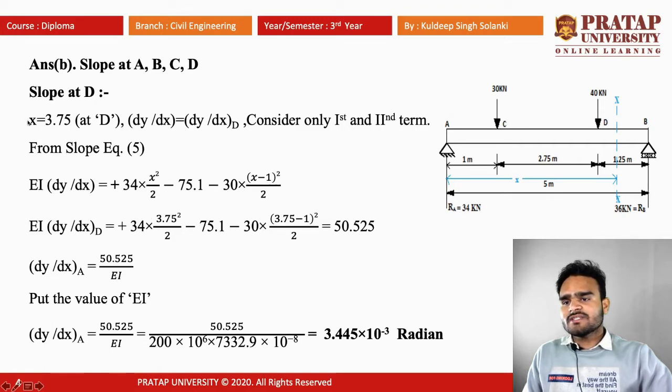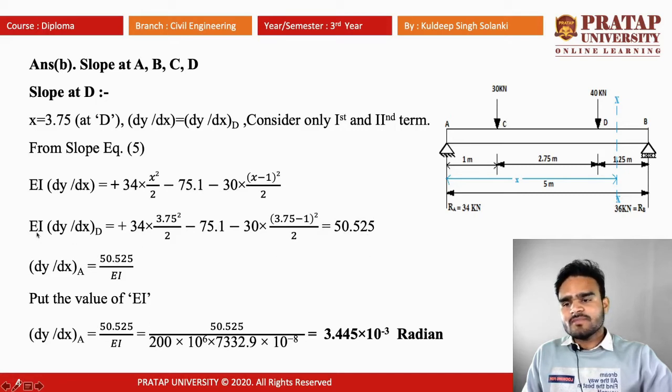Put x equals to 3.75 meter: 34 into 3.75 squared by 2, minus 75.1, this is the value of C1, minus 30 into the square bracket of x minus 1, whole squared, divided by 2. After solving this whole term, we get the value 50.525.